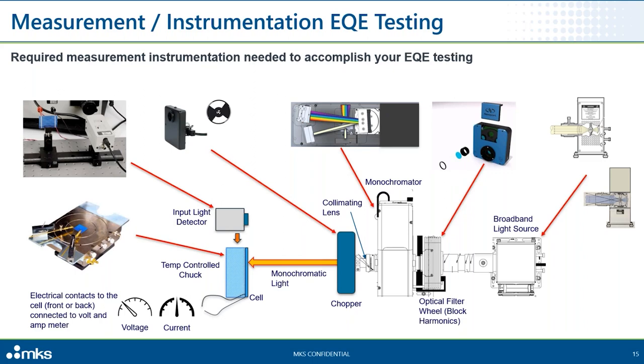That monochromatic light will then go through a chopping system. And that chopper, in combination with a digital lock-in amplifier, will give you the ability to measure very low signals with very low noise. And then you can do an EQE test, as we just described, using your device under test mounted to a chuck, and using a detector for your calibration files. And that's an overview of EQE testing.